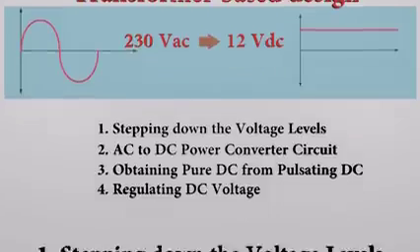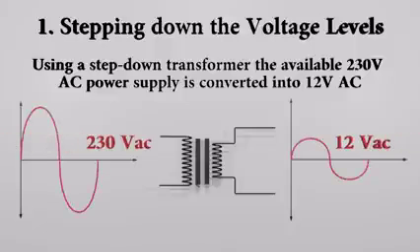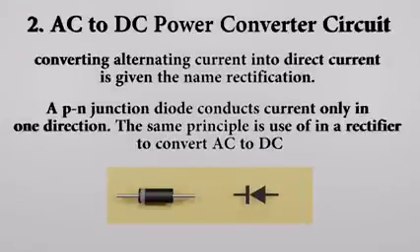First of all, using a step-down transformer, the available 230 V AC power supply should be converted into a lower voltage. Only the magnitude of the voltage is changed. Next, this low voltage should be converted to DC. For that we use an AC to DC converter circuit. Converting alternating current into direct current is given the name rectification.